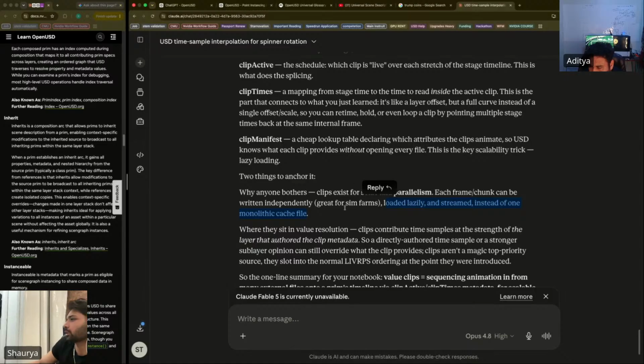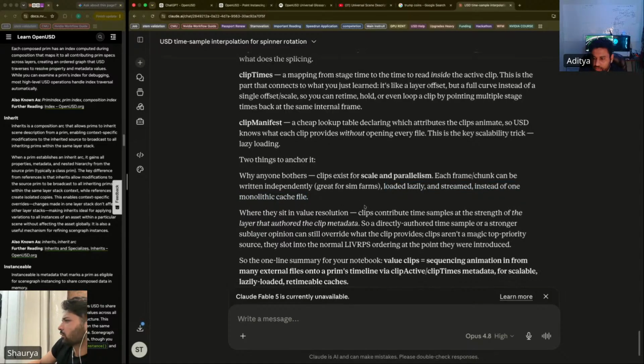Okay, I get it partially. Clips contribute time samples at the strength of the layer that authored the clip metadata, so a directly authored time sample or a stronger sublayer opinion can still override. Okay, I got it. Clips aren't a magic top priority source. They slot into the normal LIVRPS ordering at the point they were introduced.